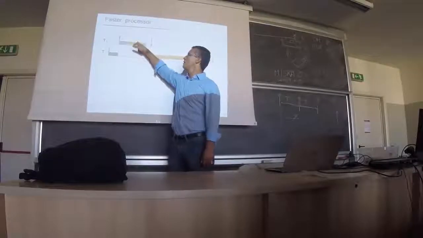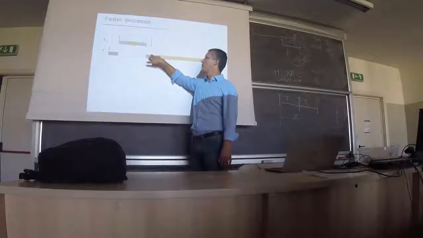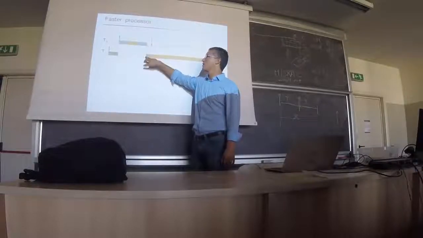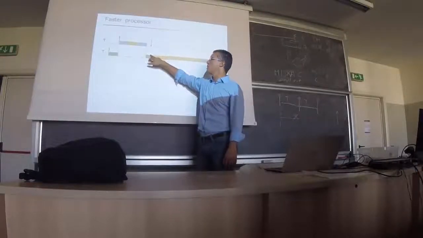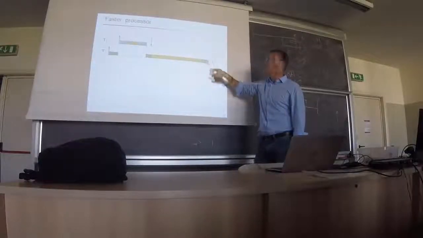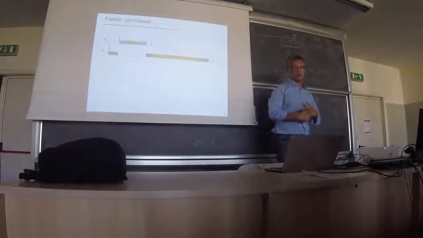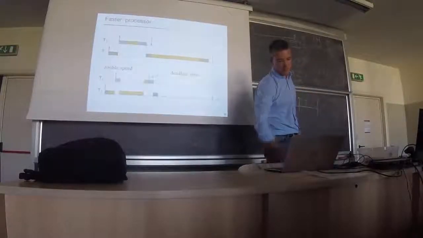So this executes, releases the lock, finishes executing, then preemption, a context switch. This guy continues executing, requires the lock, finishes executing, releases the lock, and everyone meets the deadline. What if I now use a faster processor?